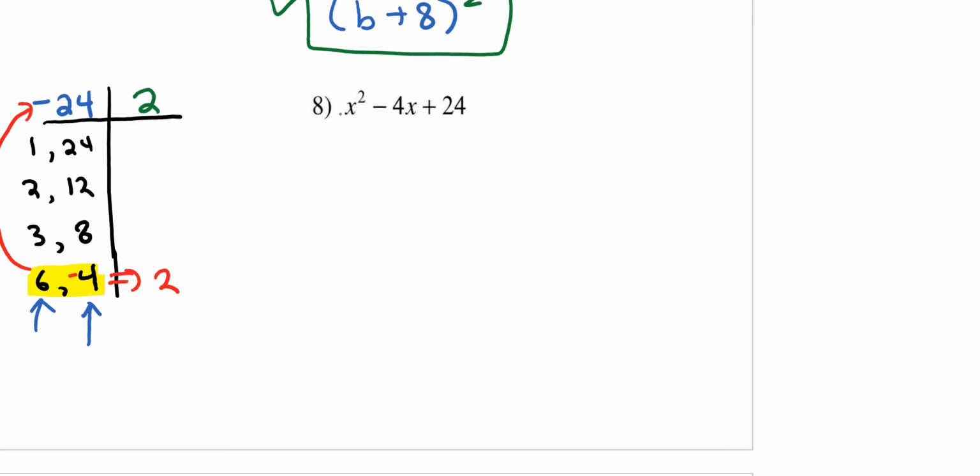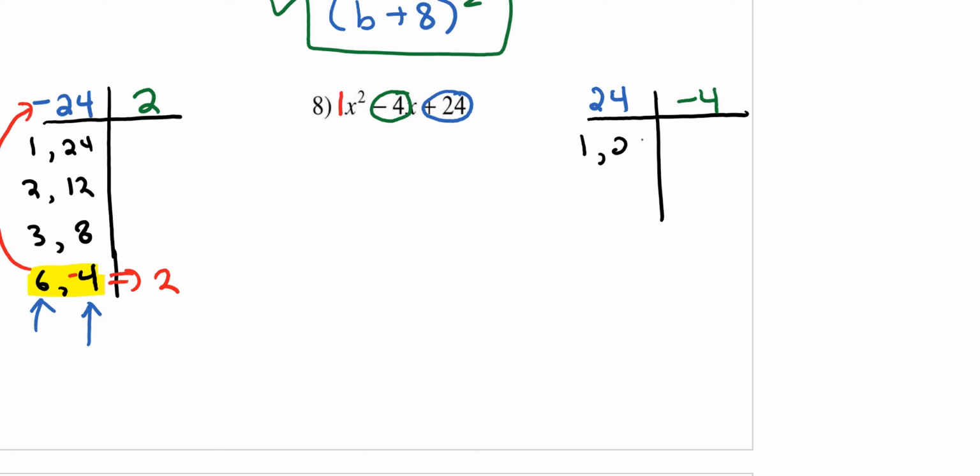For question number 8, the leading coefficient is 1, so set up a table right away. And the two numbers that you're looking at are 24 and the other number is -4. Okay, so 24 is kind of a bigger number, so let's find all the pairs of numbers that multiply to 24: 1 and 24, 2 and 12, 3 and 8, and 6 and 4.